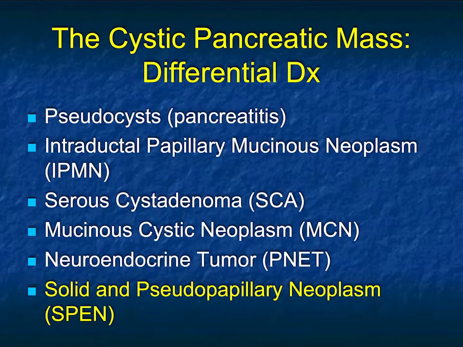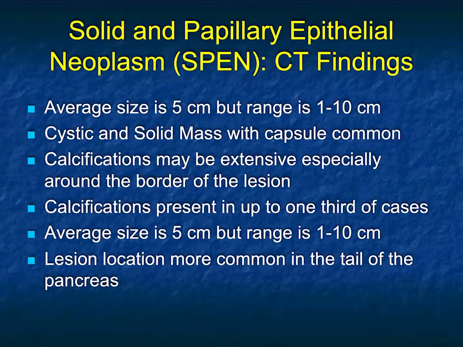The last thing I'll mention is solid pseudopapillary neoplasms or SPEN tumors. These are the ones that are in the younger patients. Average size about 5 centimeters, cystic and solid components. Calcifications can be extensive, or there could be an absence of calcifications, but more than 1/3 of cases will have calcification.